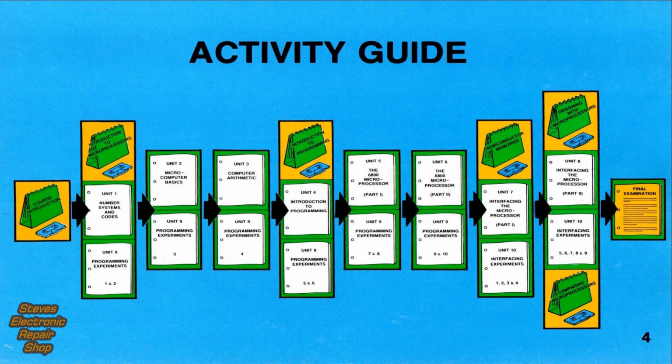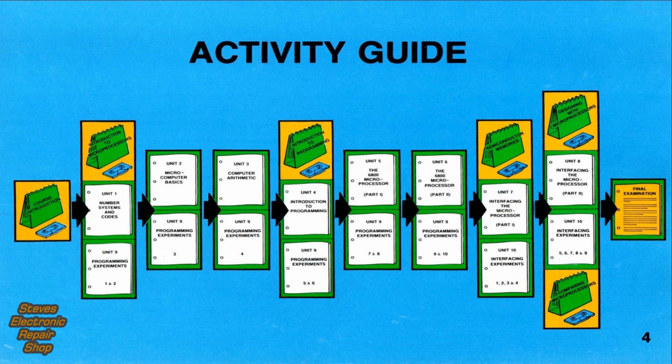The course is structured in an easy-to-follow order. The activity guide shown here takes you through the program step by step. The course is made up of 10 units. The first 8 units cover a specific topic or lesson about microprocessors, while Units 9 and 10 contain the software and hardware experiments you'll perform. Starting at the left, we find the course introduction. That's where we're at right now.